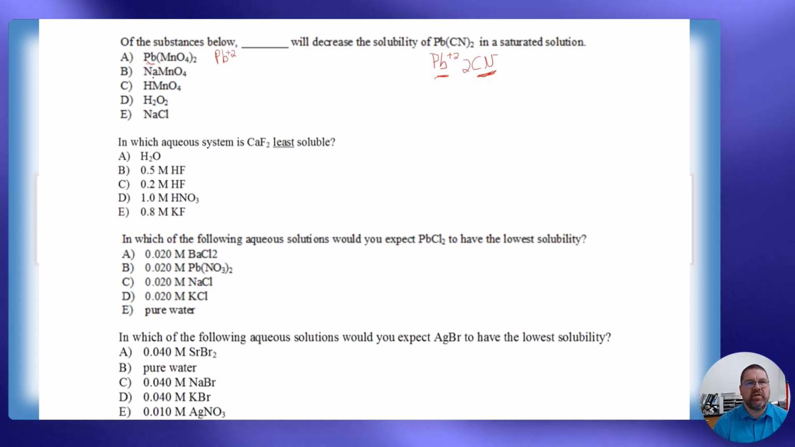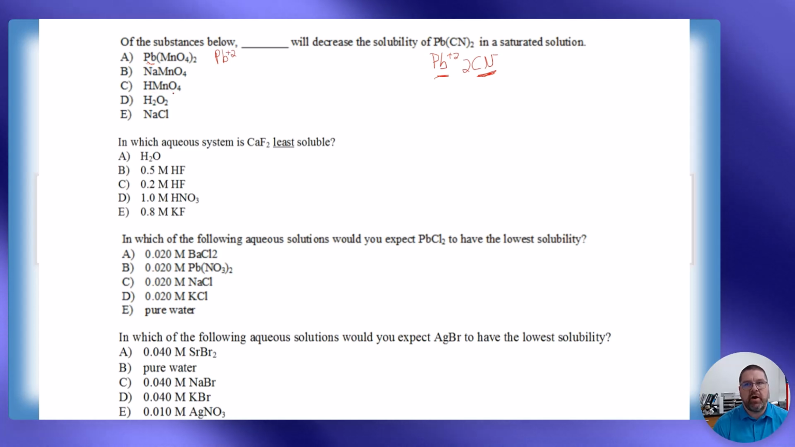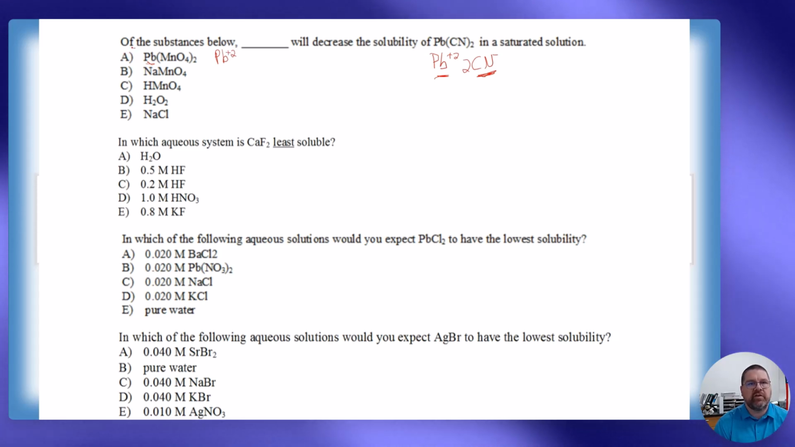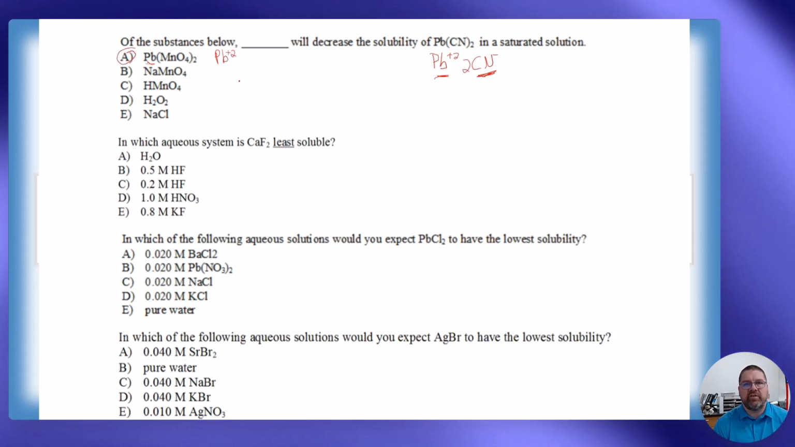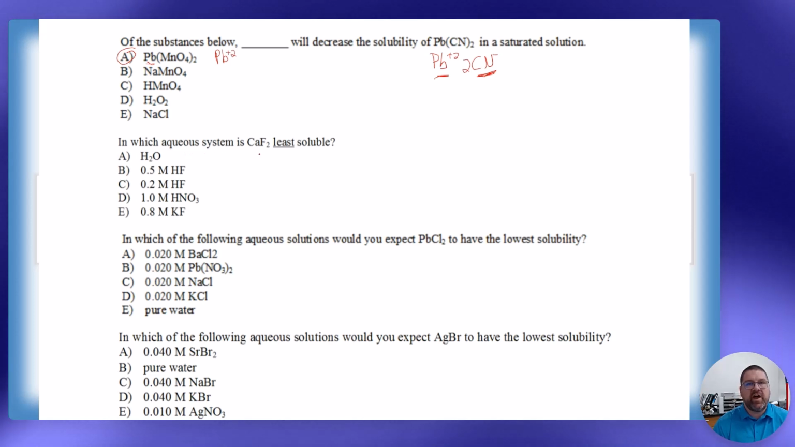If we look at the rest of these, sodium permanganate, no lead, no cyanide. Permanganic acid, no lead, no iron, or cyanide. Hydrogen peroxide, no lead, no cyanide. Sodium chloride, no lead, no cyanide. So the only substance that is listed here that would give us a decrease in solubility would be the lead-2 permanganate. The next question, in which aqueous system is calcium fluoride least soluble?